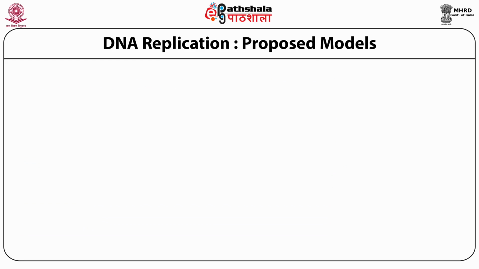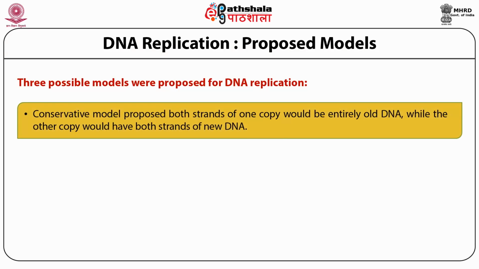In the 1940s and 50s, multiple models of DNA replication were proposed. Three models were proposed, so let's look at them one by one. The conservative model. You know that DNA is double-stranded, and how does it replicate? The conservative model proposed that both strands of the DNA separate and then they are copied. And when they re-anneal, one copy would be entirely old DNA while the other copy would have both strands of the new DNA. This was one of the models which was proposed.